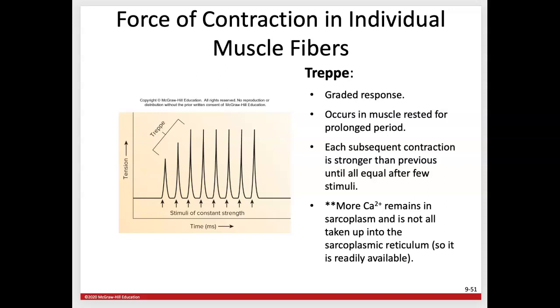So the reasoning behind this is basically that with the initial graded response, or the initial stimuli, there's calcium that's released, and that calcium isn't all drawn back into the sarcoplasmic reticulum. So some of that calcium is still readily available. So basically each consecutive stimulus is stronger until it gets to a point where it's constant. So treppe, I think in German, is step. So it's like a stepping up of stimulus strength until you get to the top.